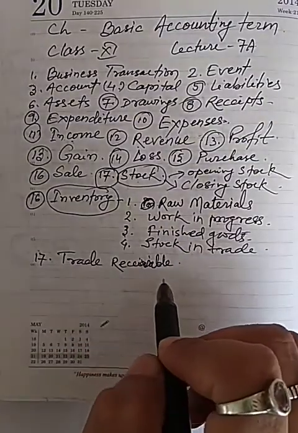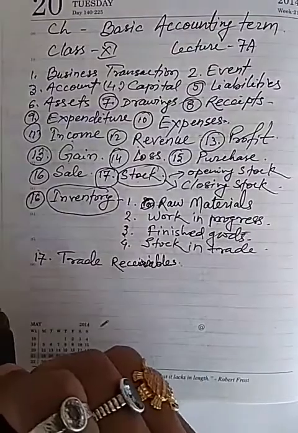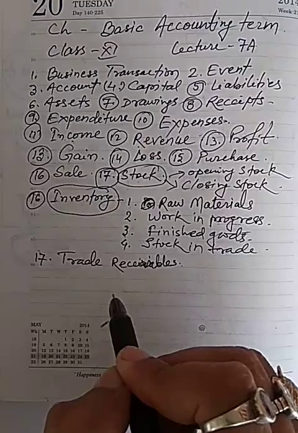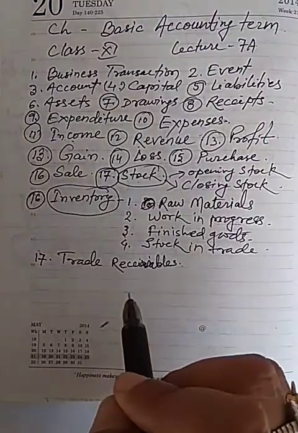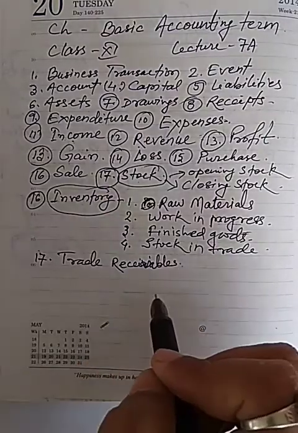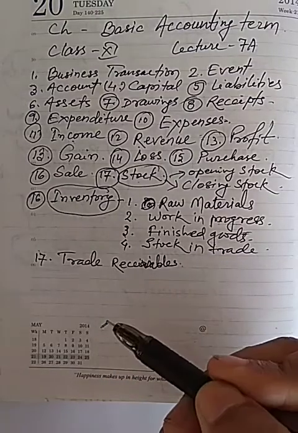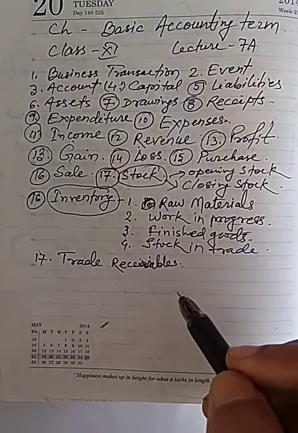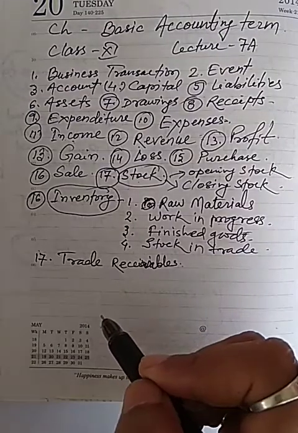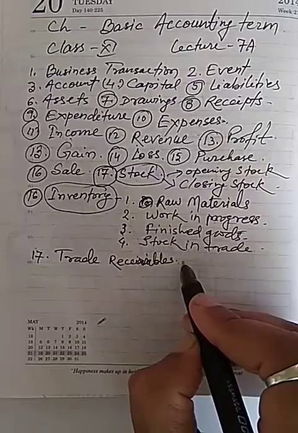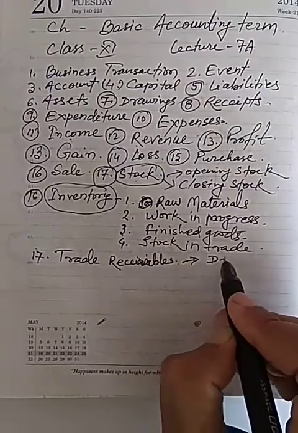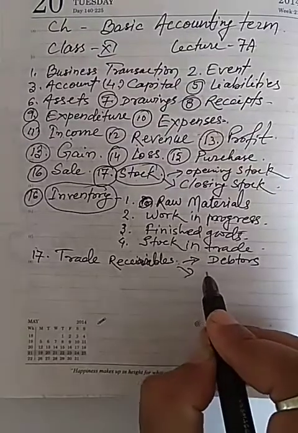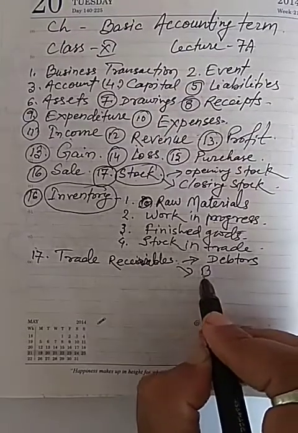Trade receivables. The trade receivable refers to the amount receivable on account of sale of goods or service rendered by the company in the normal course of time. Trade receivable includes both first debtor and second bill receivable.